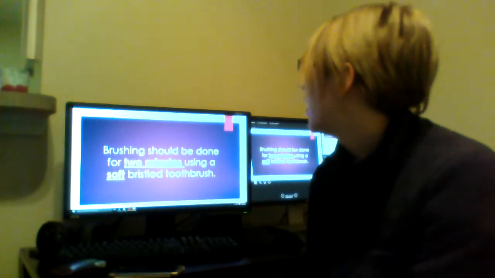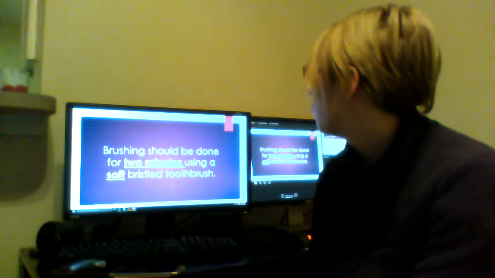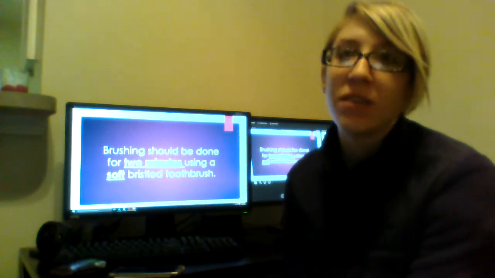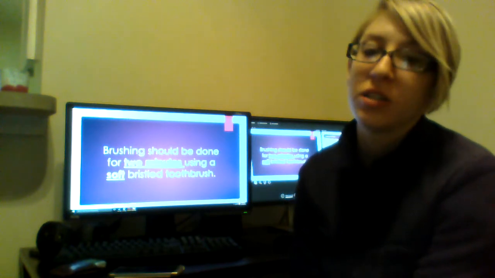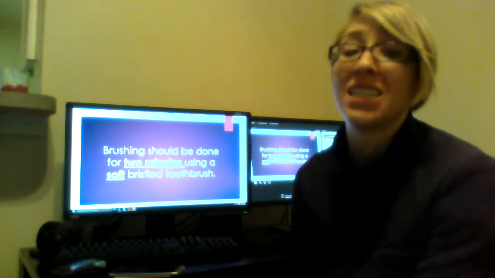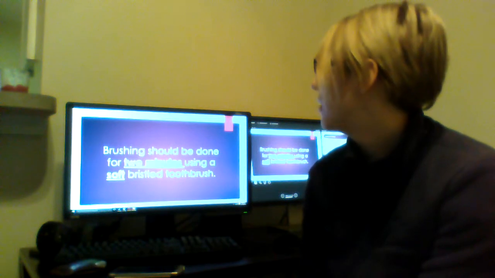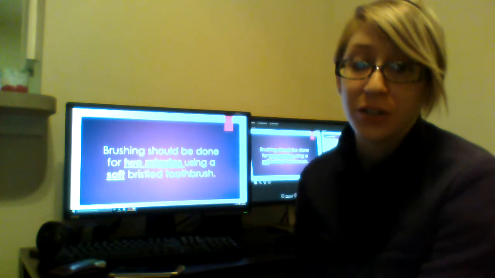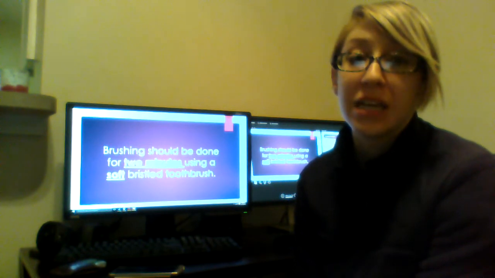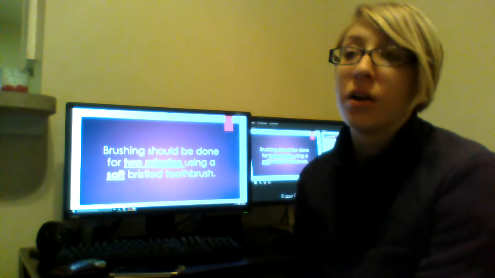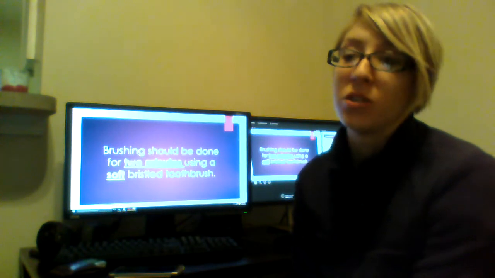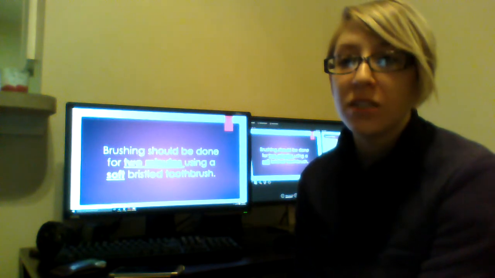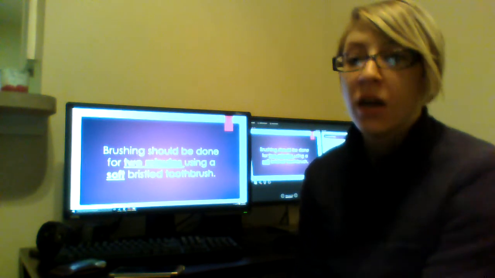Brushing should be done for 2 minutes using a soft bristled toothbrush. Do not use medium or hard toothbrushes. Even if you are very careful and very gentle, they're just too abrasive and can cause damage to the teeth and tissue. I know 2 minutes seems like an eternity, especially when you are trying to get a child to brush their teeth. I recommend using timers. Also, there are options out there such as toothbrushes that sing and play music while the child's brushing for the whole 2 minutes. So there's different ideas that you can use.